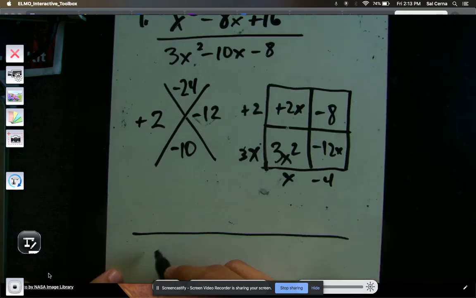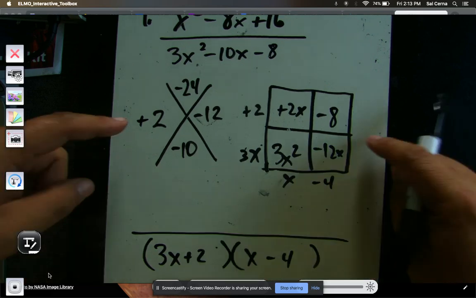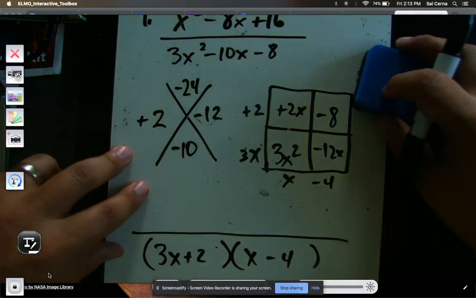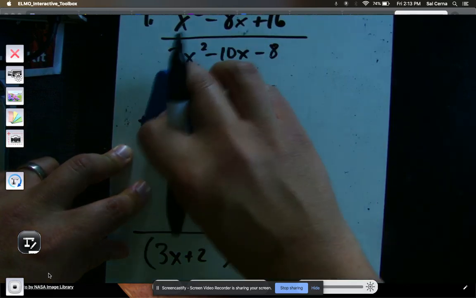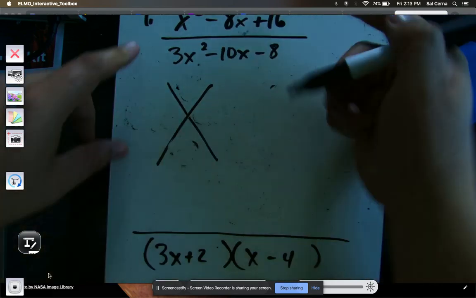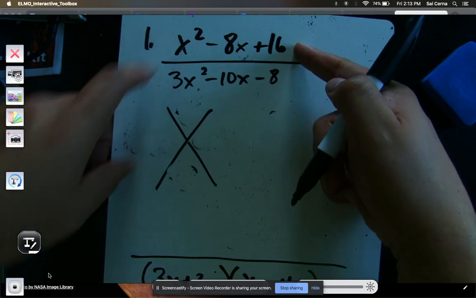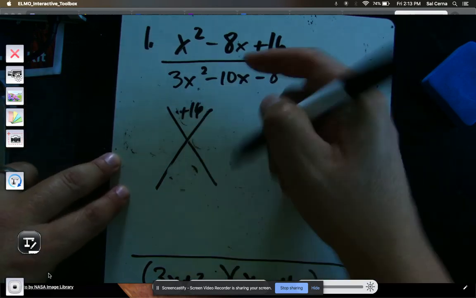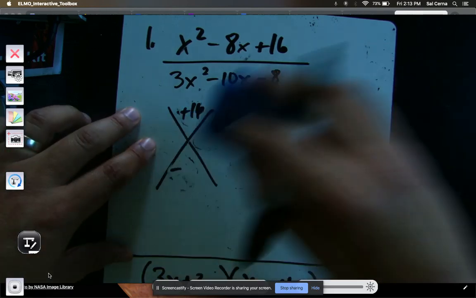So I'm going to go down here and write the factored form of that quadratic. I have 3x plus 2, and then I have x minus 4. Now, in doing the same thing here, I'll erase this area model. I'll just show you how to use a diamond problem. All I do, now I'm looking at this top one, this is 1. So 1 times 16 is positive 16. And the middle term is negative 8.